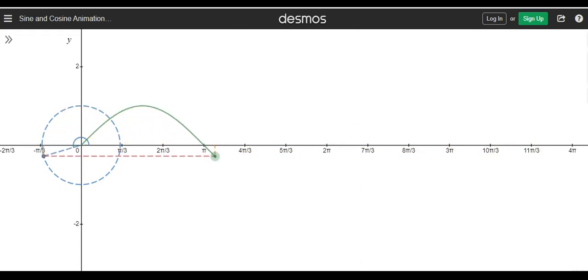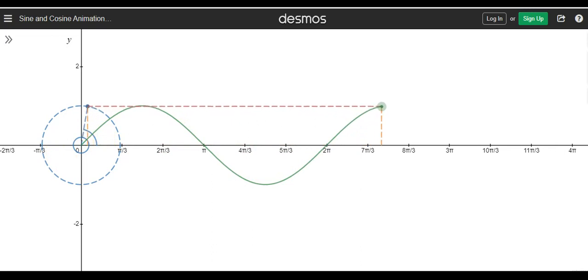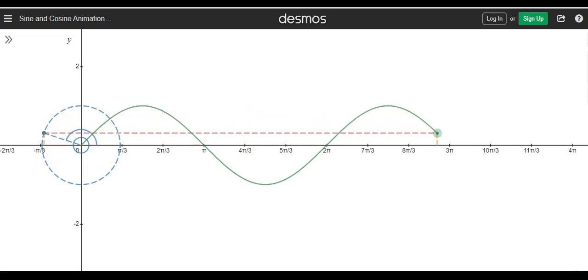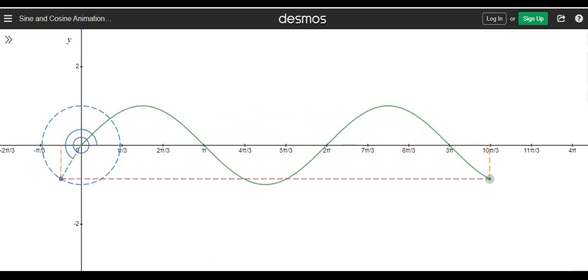So, what you are observing right now is an animation that was created by Desmos that shows you the relationship between the sine function and the unit circle. And since we've been talking about the unit circle for the previous couple weeks, I just wanted for you to be able to see it all in one place.